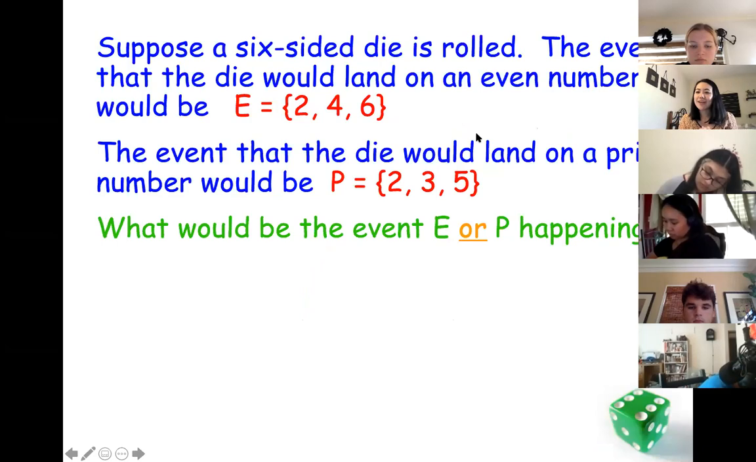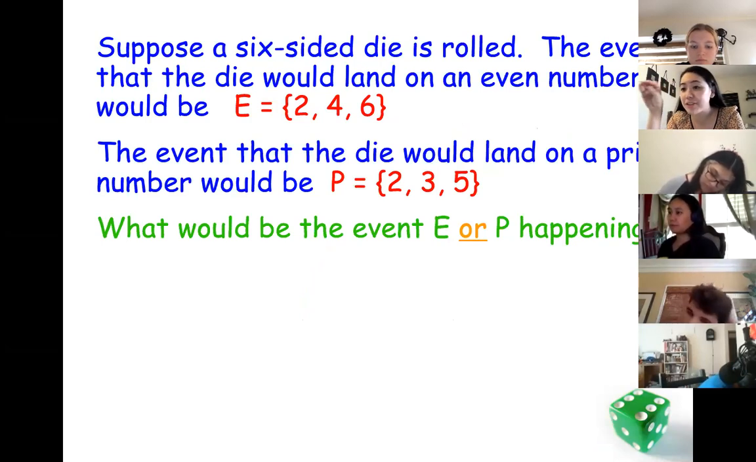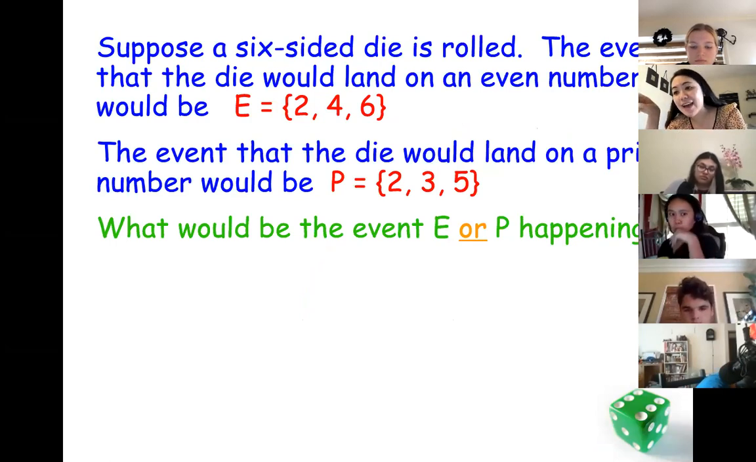All right, so next up, we're going to talk about the union. Suppose we have two events. The first one, we're still just talking about evens in rolling that one die. And let's say we introduce another event, P, for prime. So 1, 2, 3, 4, 5, 6. Out of those numbers, the prime numbers are 2, 3, and 5. By the way, 1 is not a prime number.